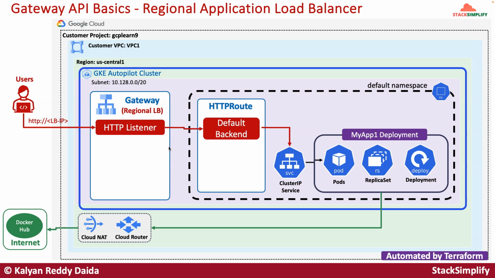So here we'll start with Gateway API basics, and we will learn about what a Gateway is and what an HTTP route is, and how to define them in both YAML and Terraform formats. We will implement it, and learn how to define an HTTP listener in them, and how to define a default backend in the route. All these things we are going to learn in this basic demo, which will create a regional application load balancer in Google Cloud.